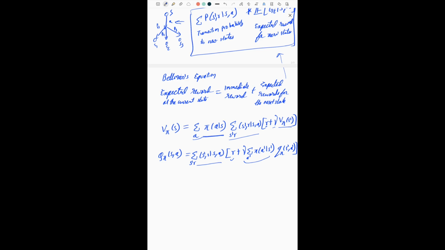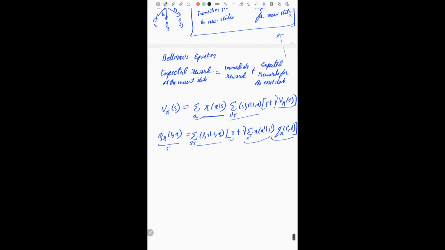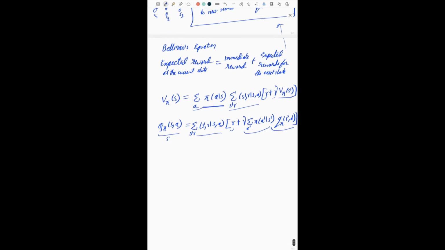The new state, because the Q value is for taking a state and an action, and we come up to a new state. So we are taking all the possible actions in the new state and calculating all the possible Q values from that state, and we assume it as the expected reward for the next state. So these are our two Bellman equations.